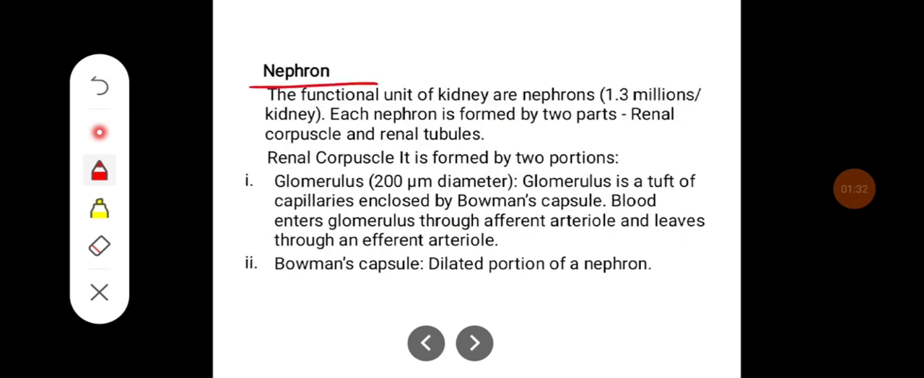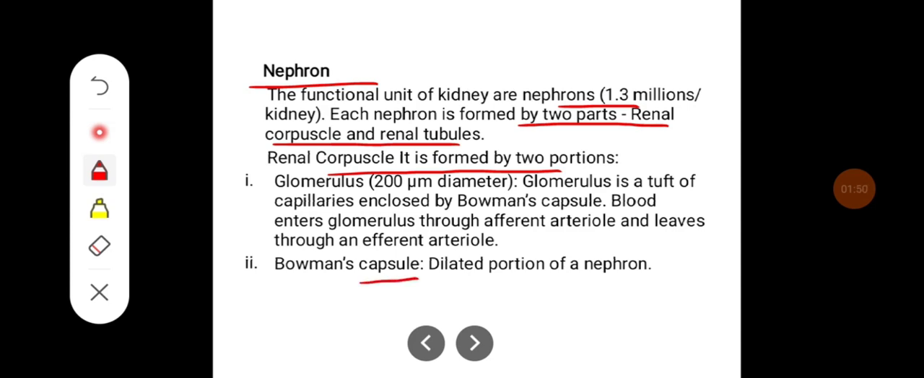Nephron. Nephron is a functional unit of kidney. There are 1.3 million nephrons per kidney. Each nephron is formed by two parts, that is renal corpuscle and renal tubules. Renal corpuscle is formed by two portions, glomerulus and Bowman's capsule.